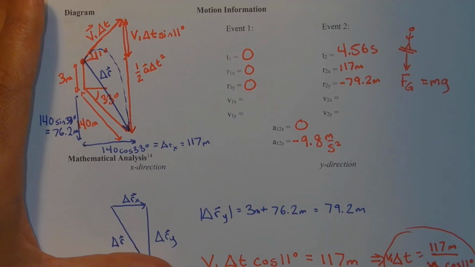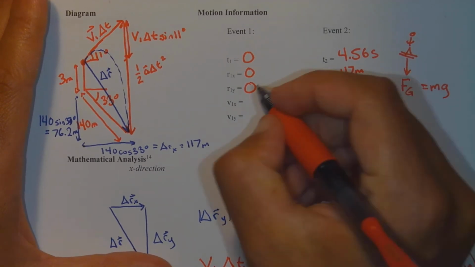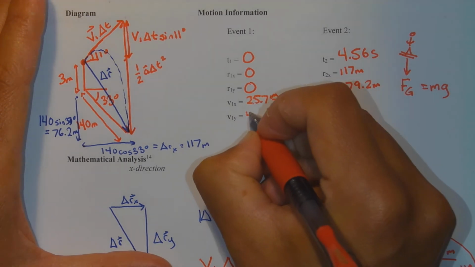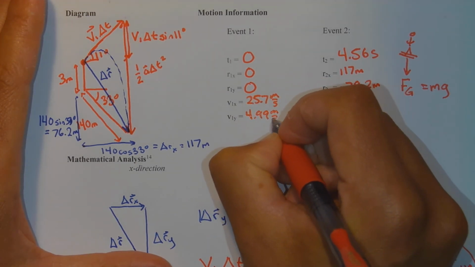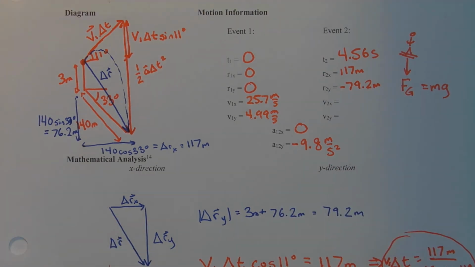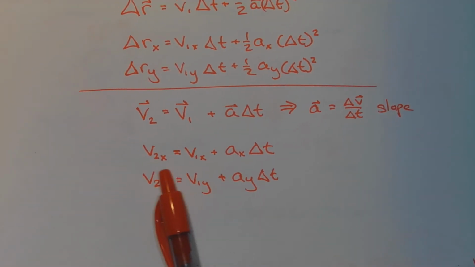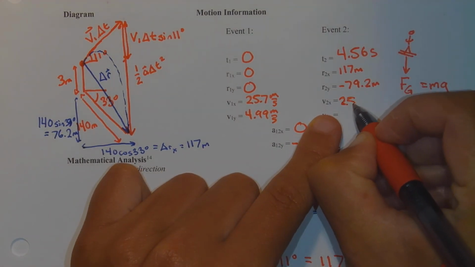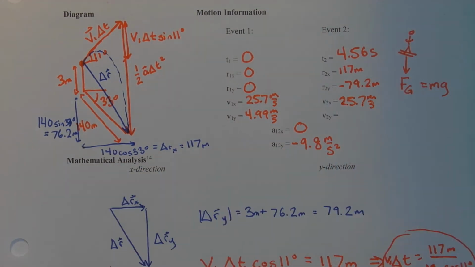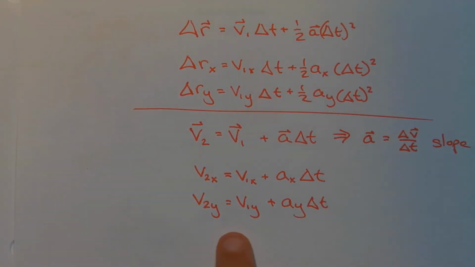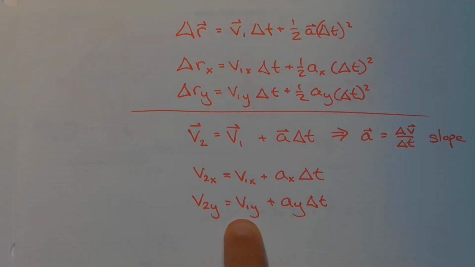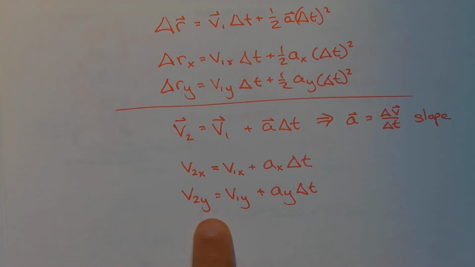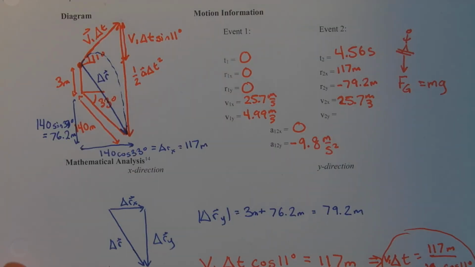Take that, put it in my table up here. So I have 25.7 meters per second and 4.99 meters per second. Because the acceleration in the x direction is 0, v2x is equal to v1x. So v2x is equal to 25.7 meters per second. And then the very last step is always to use this equation here, the velocity kinematic equation in the y direction, to find v2y. And we're not going to draw a vector diagram for that. We're just going to use this equation here.